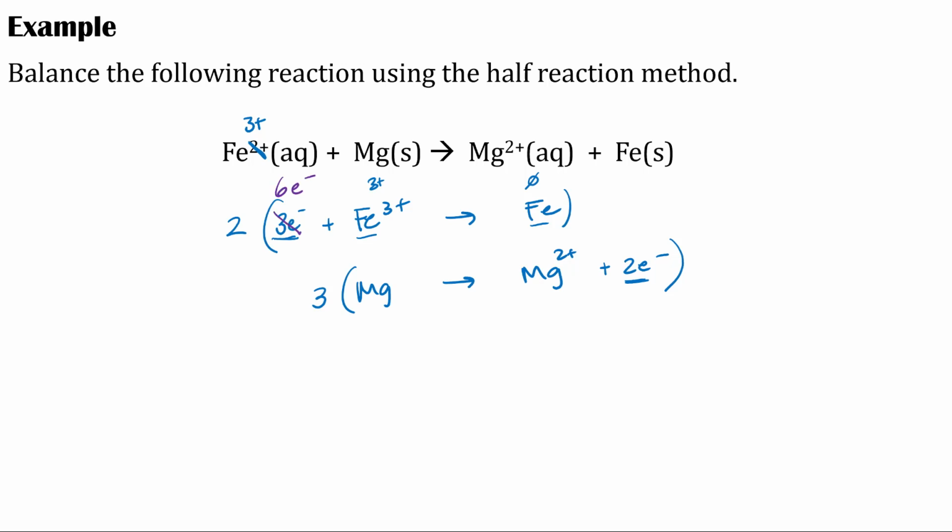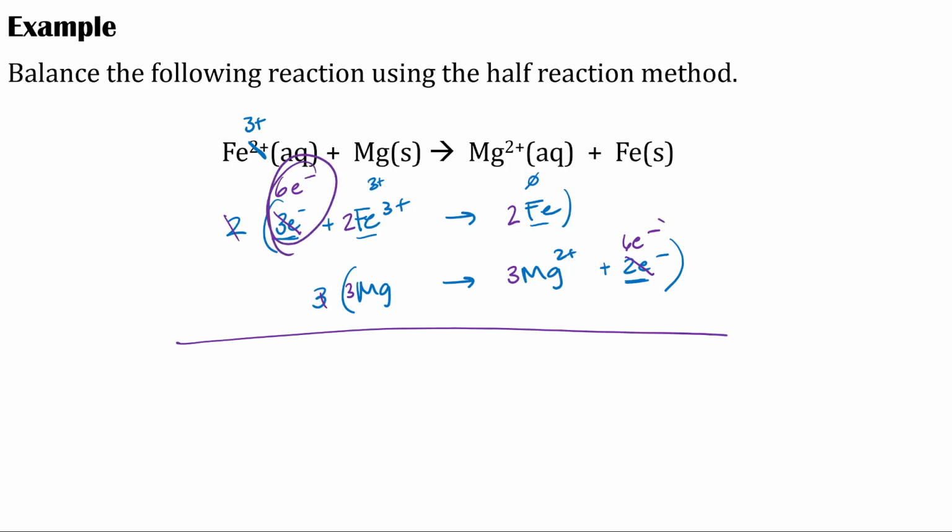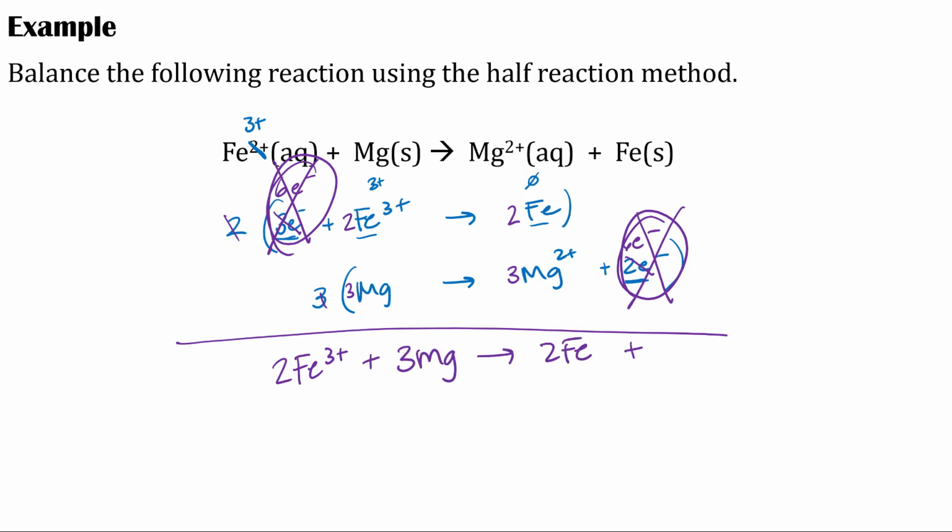and then I would have 2 Fe3 plus and 2 iron atoms. And here I would have 6 electrons, and then 3 magnesiums and 3 magnesium ions. So that when I added them back together, the 6 electrons on both sides would cancel out, and I would have 2 Fe3 plus and 3 magnesiums give me 2 Fe atoms plus 3 magnesium 2 plus.